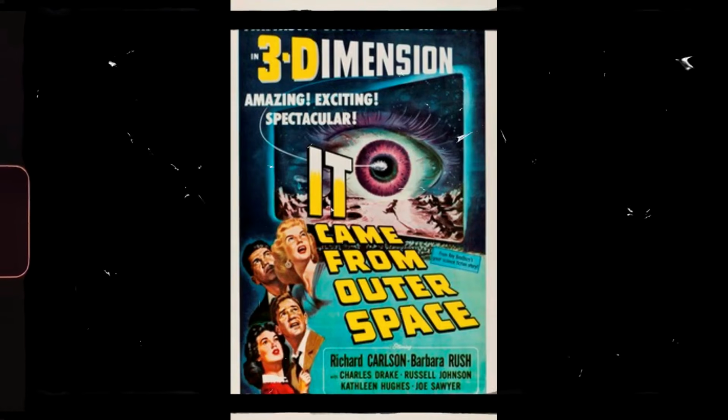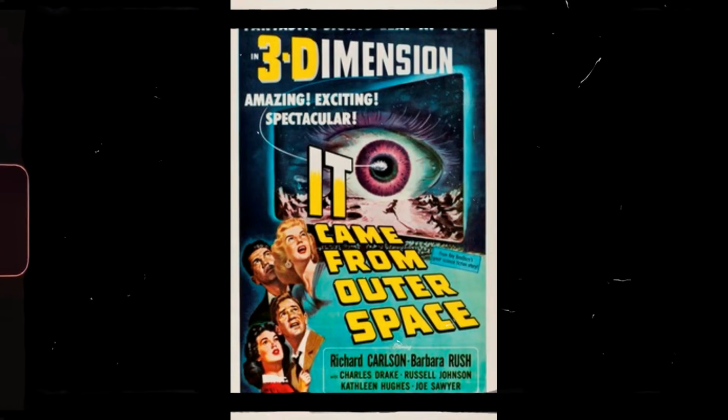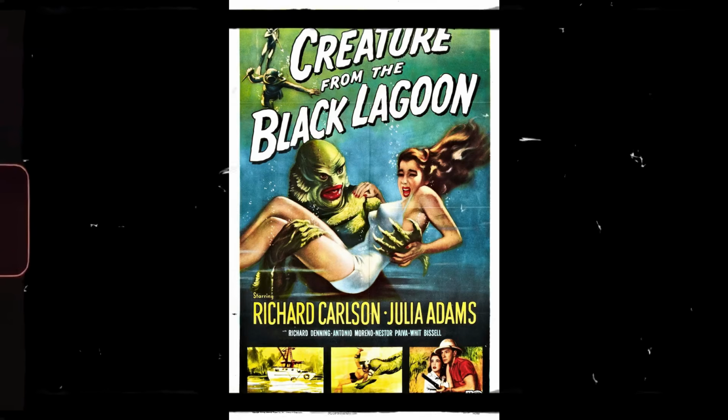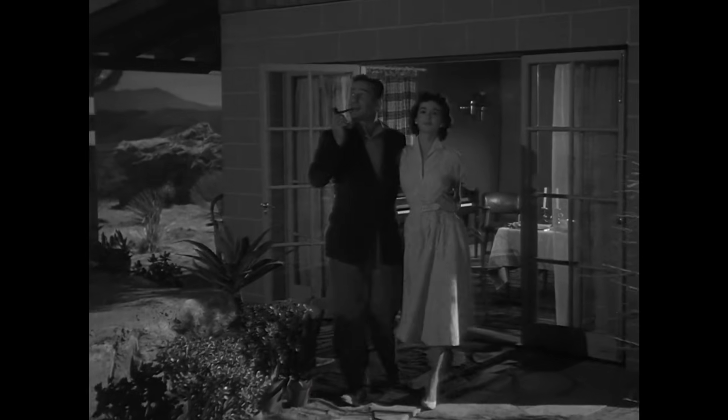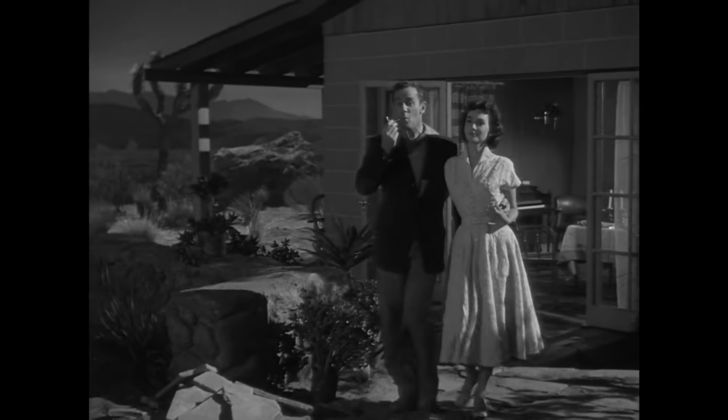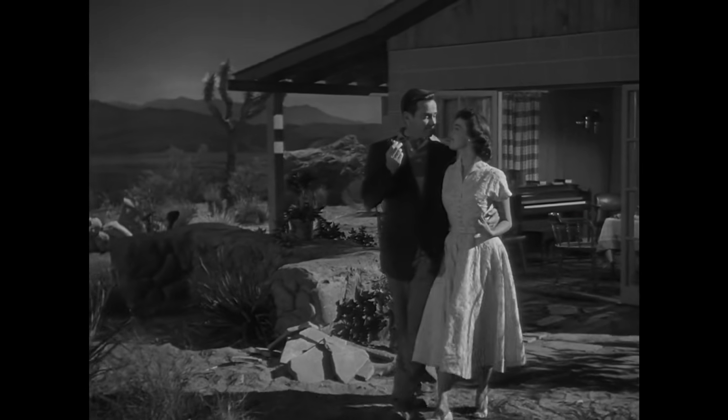For the final two films of this timeline, I'd like to discuss It Came from Outer Space and Creature from the Black Lagoon. It Came from Outer Space was released in 1953. If the name doesn't give it away, it is indeed a sci-fi film and one of Universal's first 3D productions.